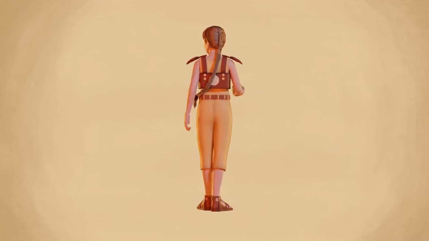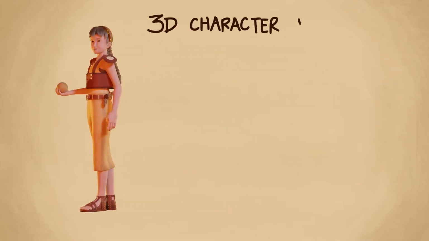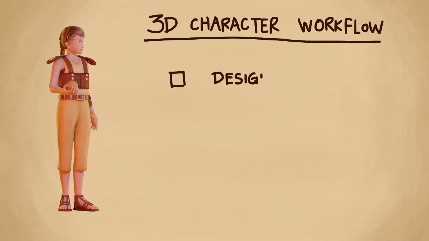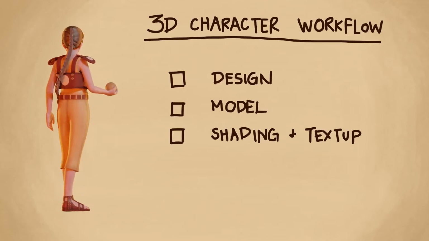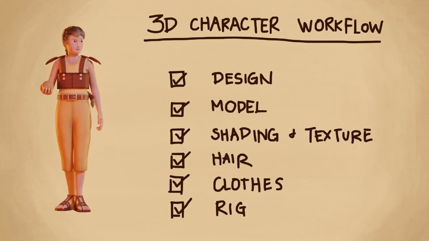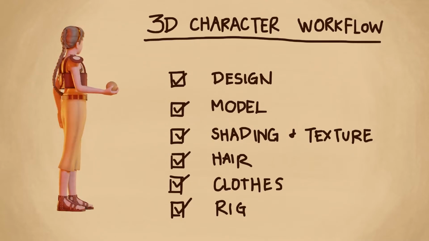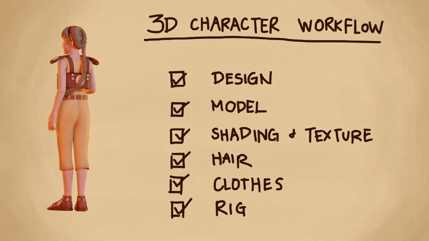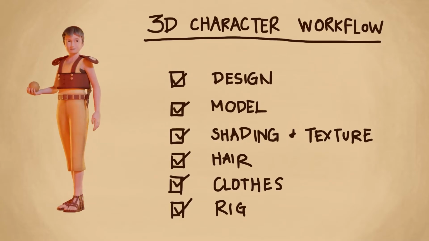And that's all there is to it. To model a 3D character and get it ready for animation, first you design, then you model, then you texture, hair, clothes, and then rig. And hopefully this video will serve as a starting point for you who wants to be able to create a 3D character for animation.